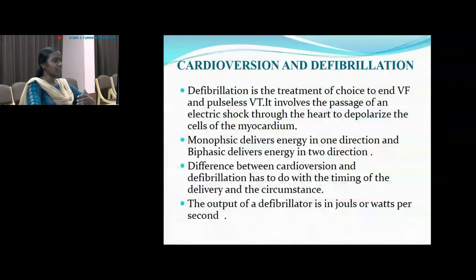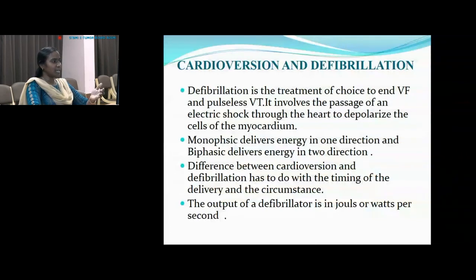And there are two common differences between cardioversion and defibrillation. One is the timing of the delivery of the joules, and the next is the circumstances, that is, at what time we should do the procedure. Defibrillation is for an emergency case. If you observe ventricular fibrillation or pulseless ventricular tachycardia in the ECG, then immediately, irrespective of anything else, defibrillation must be started.